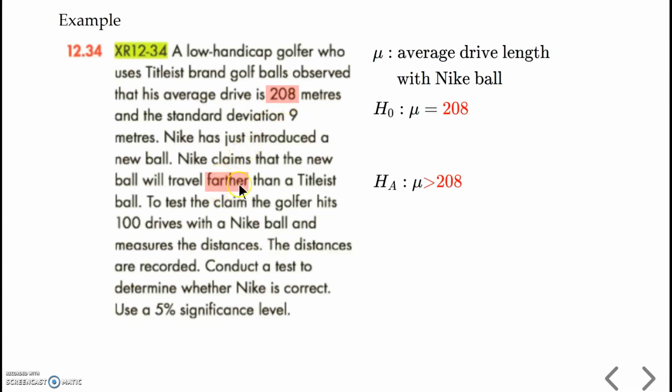And the alternative hypothesis, following the claim made by Nike, will be to test if the population mean is greater than 208. Based on the alternative hypothesis here, you will agree with me that we are running an upper tail test, as we learned in the class and in lecture 13.